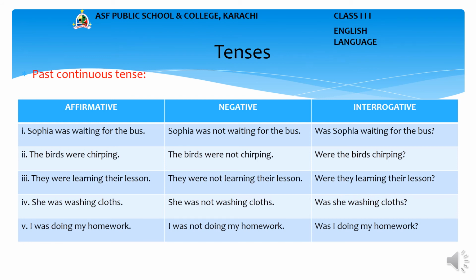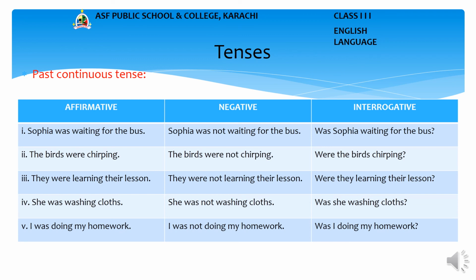So I will read the rest of the sentences. Look at example number 3 of affirmative sentence. They were learning their lesson. Negative sentence. They were not learning their lesson. Interrogative sentence. Were they learning their lesson? Now look at example number 4 for affirmative sentence. She was washing clothes. Negative sentence. She was not washing clothes. Interrogative sentence. Was she washing clothes?